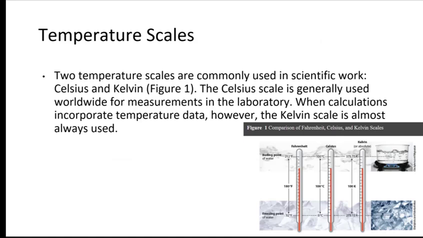Let's talk temperature scales. Two temperature scales are commonly used in scientific work. We have the Celsius and we have the Kelvin. Now we're not used to that. In the United States we're used to using Fahrenheit. But in science we use Celsius and Kelvin. The Celsius scale is generally used worldwide for measurements in the laboratory. When calculations incorporate temperature data, however, the Kelvin scale is almost always used.